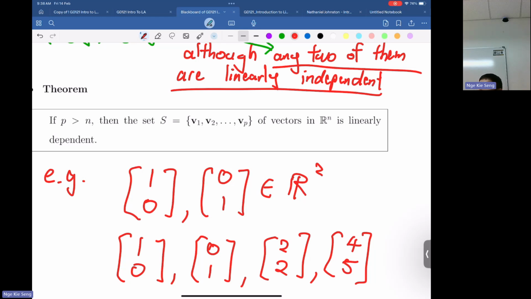But can you convince yourself with examples?